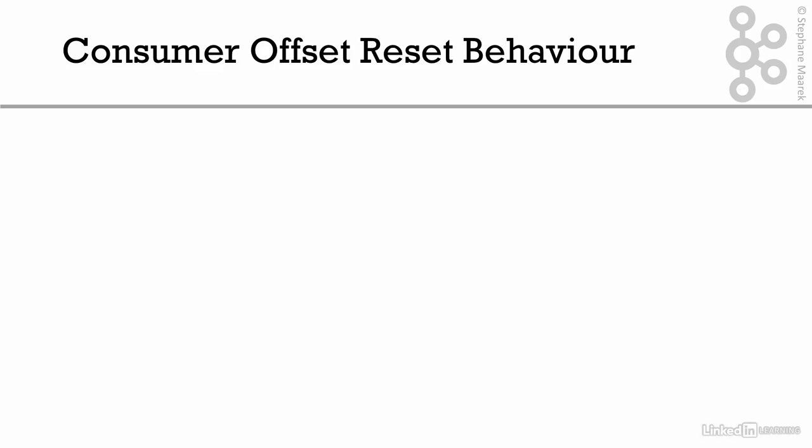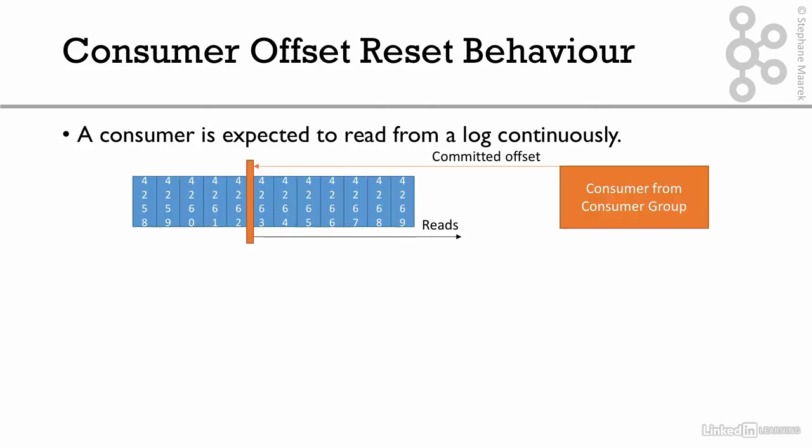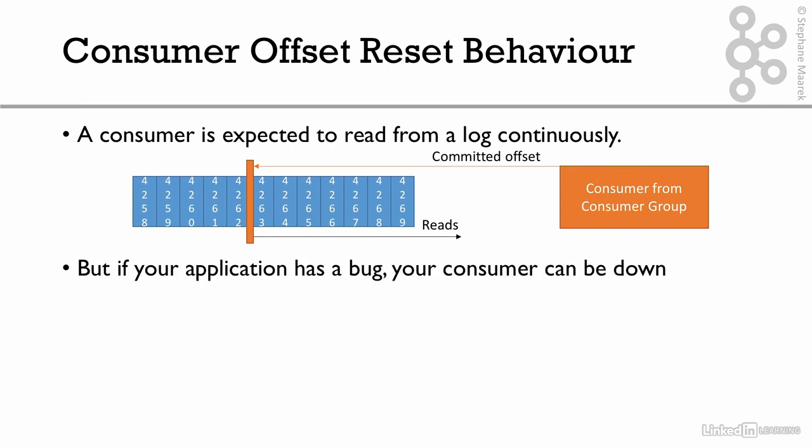Okay, so now we'll talk about consumer offset reset behavior. Basically, a consumer is expected to read from a log continuously. This is what happens: a consumer reads from the logs and keeps on reading forward. But if your application has a bug, the consumer can be down, and that happens.